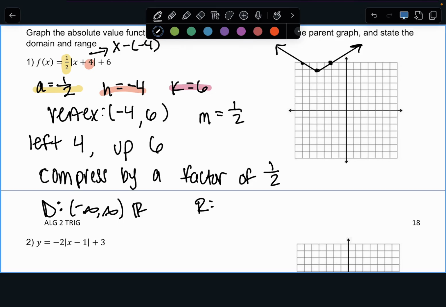So range is your y value. What is the smallest y value I have? 6. Is that included or excluded? Included, because there's a point and a line there. Where do my y values stop? Yeah, never. So infinity. Boom. And that's the general form for the range, too. You're going to have the y coordinate of your vertex and one of the infinities.